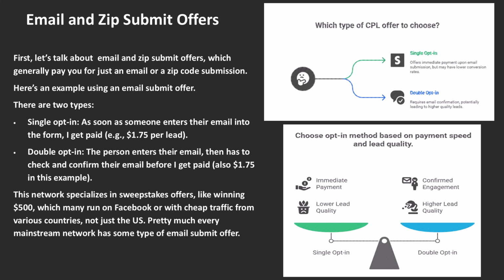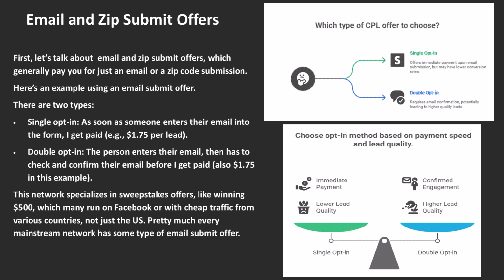As soon as someone enters their email into the form, I get paid, such as $1.75 per lead. And double opt-in: the person enters their email, then has to check and confirm their email before I get paid, also $1.75 in this example. This network specializes in sweepstakes offers, like winning $500, which many run on Facebook or with cheap traffic from various countries, not just the US.